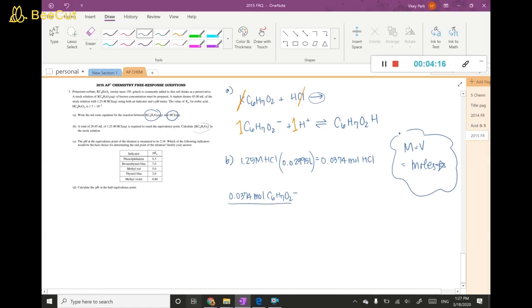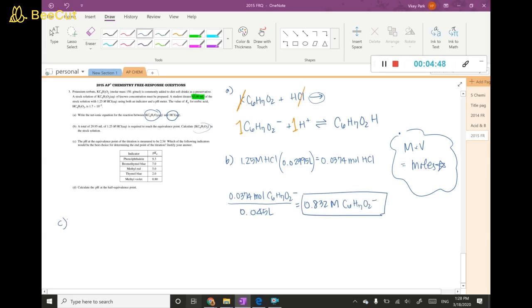So what is the total volume when we reach equivalence? They tell us up here that it's 45 milliliters, right? So that's going to be 0.045 liters, and I end up with 0.832 molarity of C6H7O2 minus, and that is my concentration. Okay, all right, so now let's continue to C.